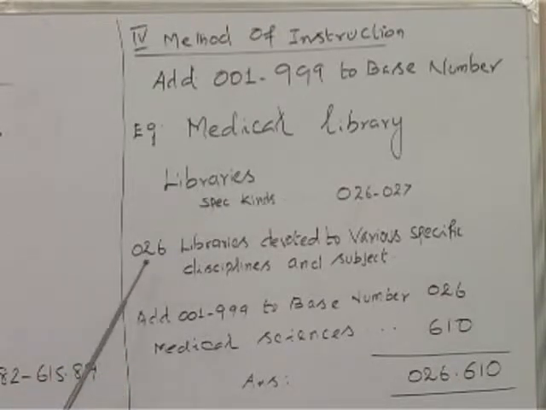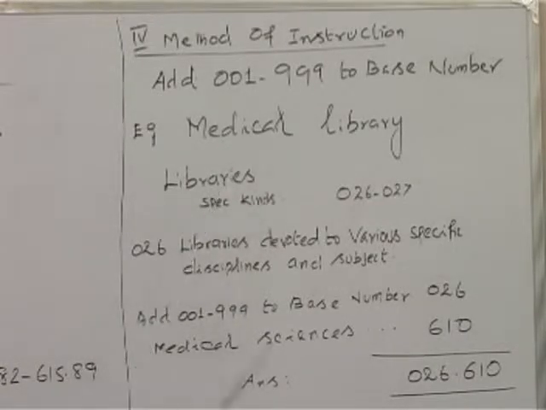That is why we enter into 026. There, you can find one instruction: add 001 to 999 to base number. What it means, as I have told you earlier, is that the index is to be used only one time. According to this instruction, now you are authorized to use the index once again. How do you know? 001 to 999 means that in the schedule, from the first page to the last page, any number can be attached with this base number 026. That is why now you are authorized to use the index again for the purpose of medical.